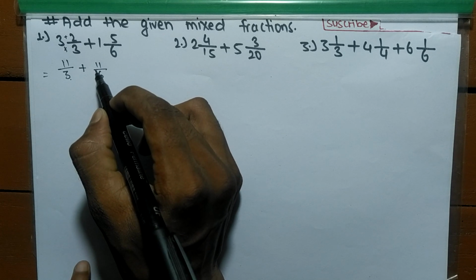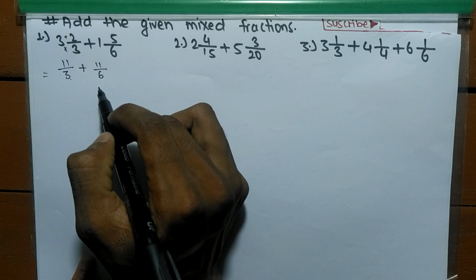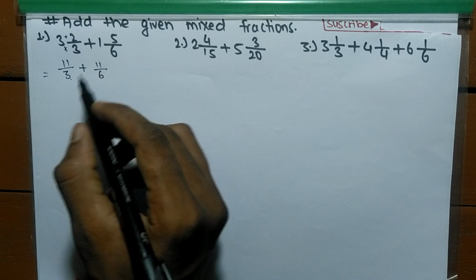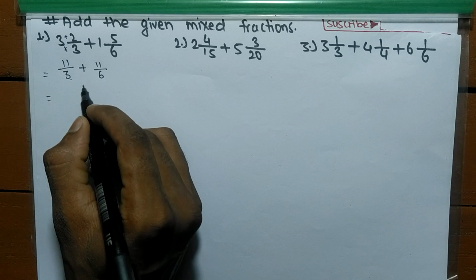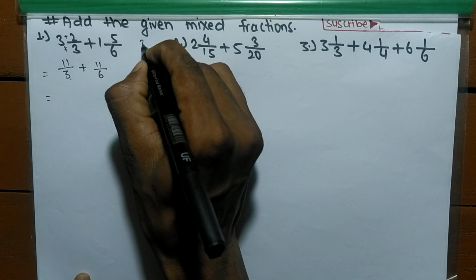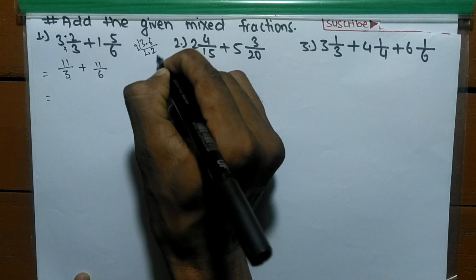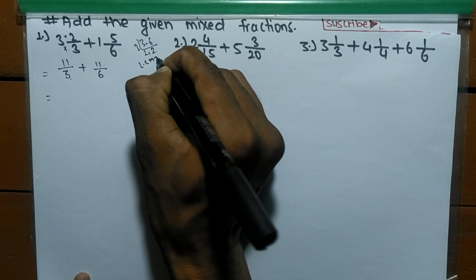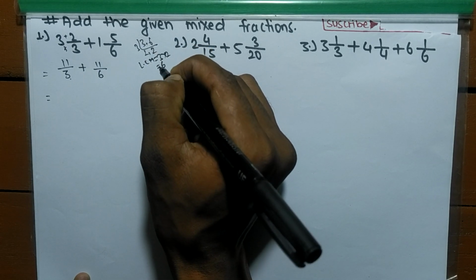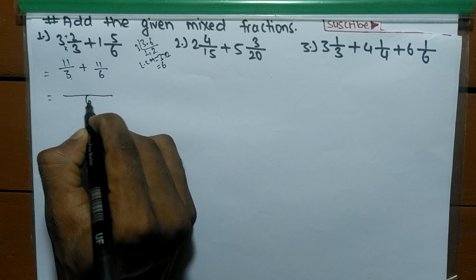So now we have converted the mixed fractions into improper fractions and these both are unlike fractions. So now we have to take the LCM of denominators 6 and 3. So the LCM of 3 and 6 is: 3 times 1 means 3, 3 times 2 means 6. So LCM becomes 3 multiplied by 2, which means it is 6.